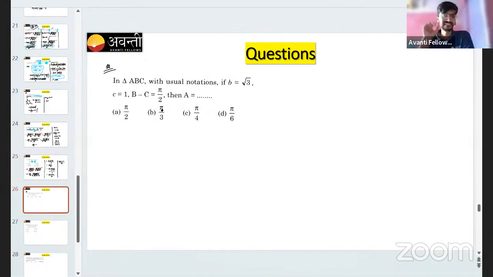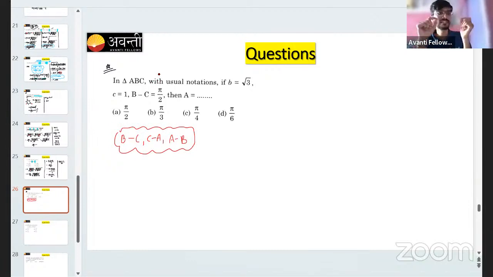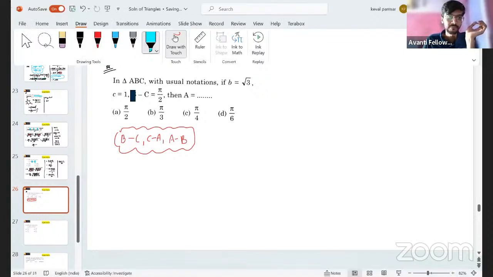Let's do this. Here, if you remember, I told you when to use Napier's analogy. I told you to remember the three angles: B minus C, C minus A, A minus B. If in a sum I can see any one of these angles, it is a good way to start the question by using Napier's analogy. I'm not saying every time it will work, but at least we can start the question with Napier's analogy. So here I can see B minus C.